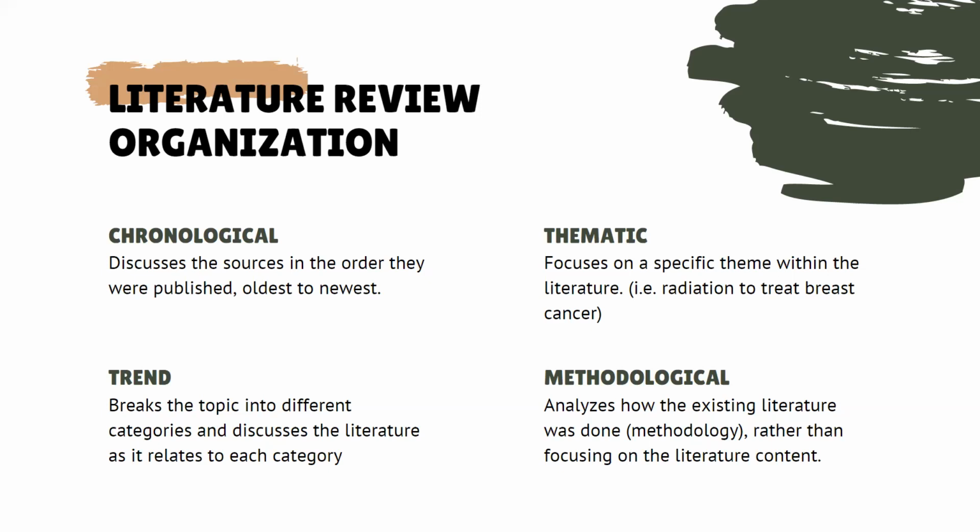So chronological, pretty straightforward. You discuss the sources that you found in the order that they were published, right? So if we think back to maybe a research topic that has been established for a while, that could be pretty lengthy, right? You want to make sure that your topic is narrow enough in scope that you're not writing a book of a literature review, right? But organizing in a chronological manner really does help show your audience just how this research field has been established and how it's progressed.